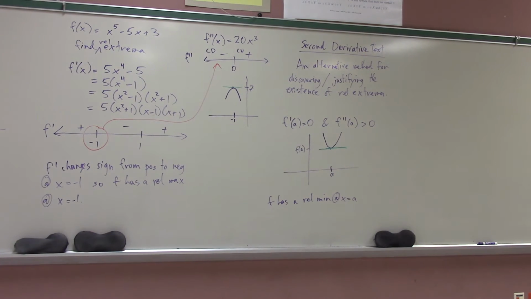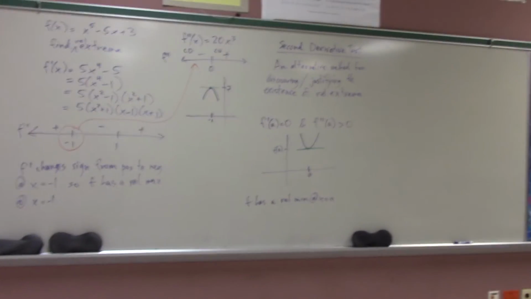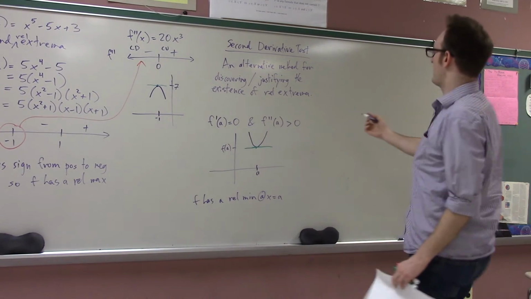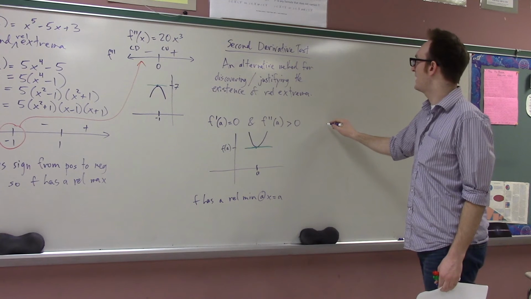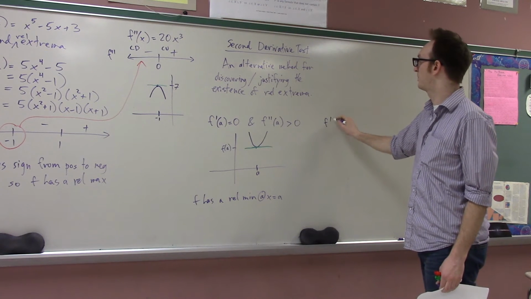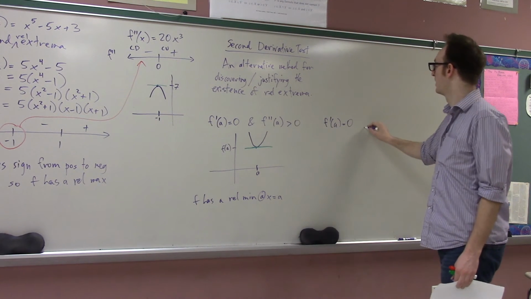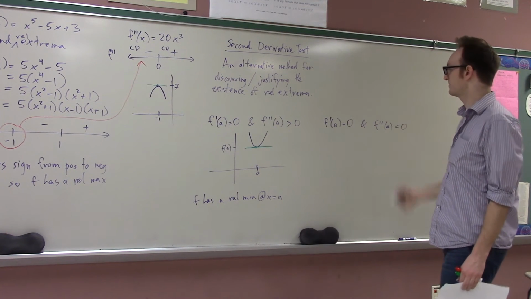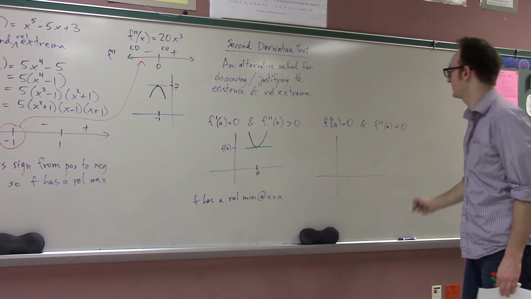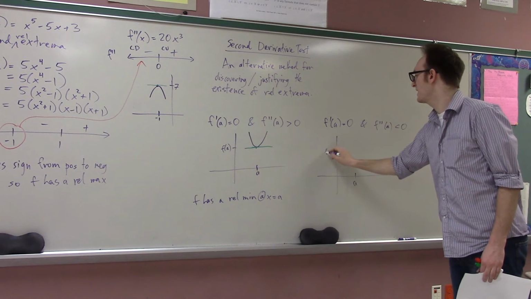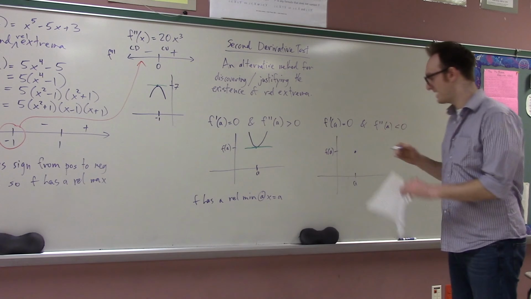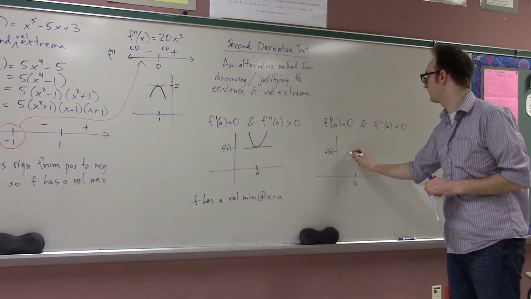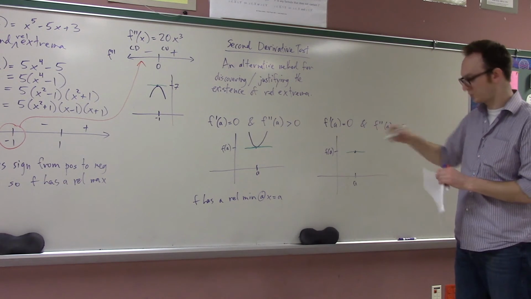And the other way to do this is if you have different information, if you have that f prime of A is 0 and f double prime of A is negative, then you have the situation we were just talking about before. So here's A, here's f of A. I know the derivative is 0, so I have a horizontal tangent.